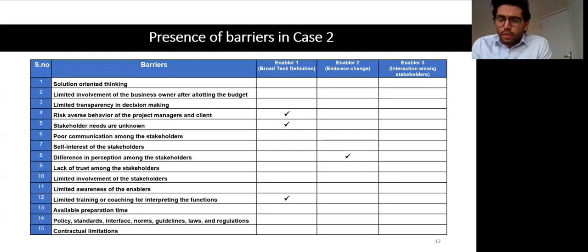With the same approach, we observed the barriers in the second case, which were experienced by the practitioners in their project after performing value engineering. So these were the 4 barriers that were experienced in case 2 by the project team.